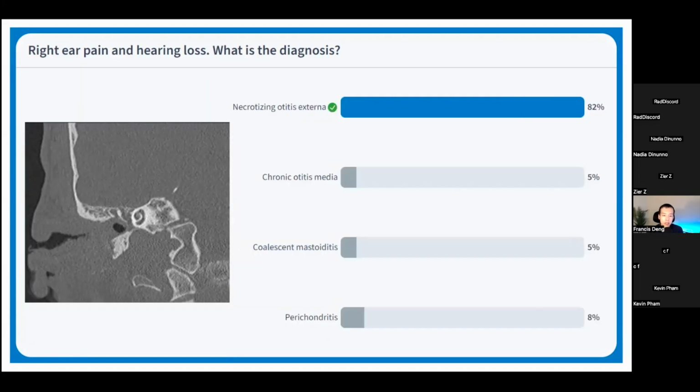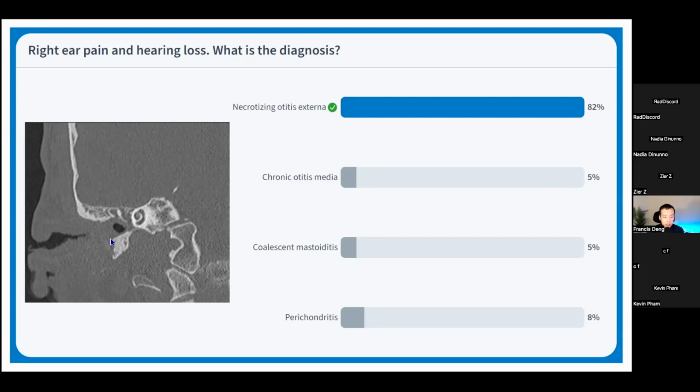Okay, the correct answer that the vast majority of you got right was necrotizing otitis externa. This is also known as malignant otitis externa. It's called malignant otitis externa not because it's a malignancy, but because it's an aggressive infection. And what we see in this case on imaging is the presence of bone erosion of this inferior part of the bony external auditory canal.